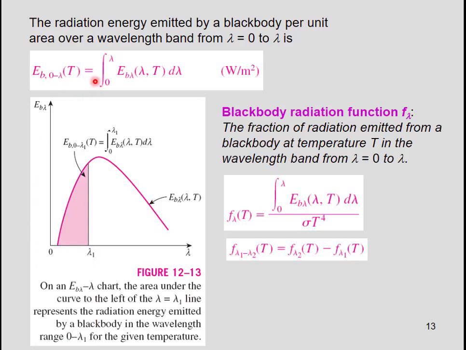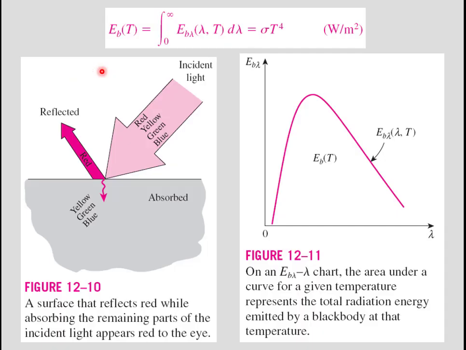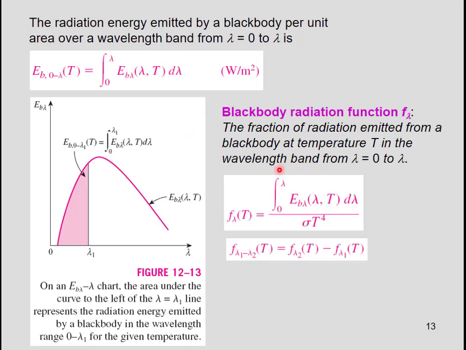This equation, as I told you in the previous slide, will be under the curve of the radiation energy from lambda 0 to that wavelength. By knowing these, we can define a new concept which we call the black body radiation function, or F lambda, which is the fraction of radiation emitted from a black body at a temperature of T in the wavelength band from lambda equal to 0 to lambda.